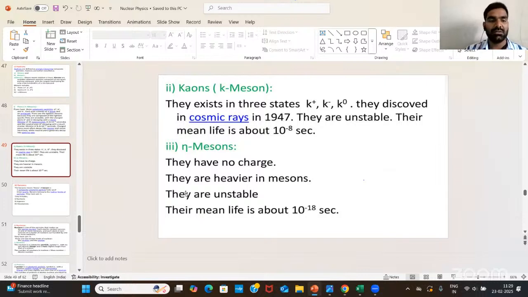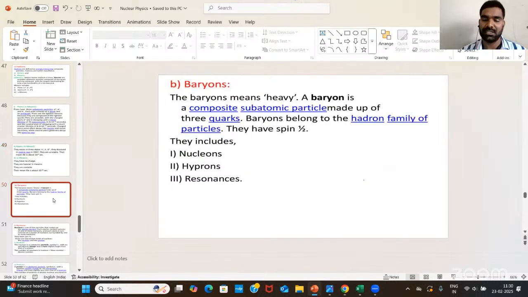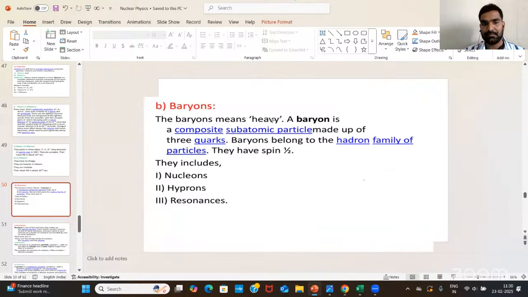Okay. So next we are going to discuss baryons. Baryons are again subdivided as spin-half baryons and spin 3 by 2 baryons. Baryons means heavy. Heavy particles are the baryon particles. They are called baryons because of this mass.